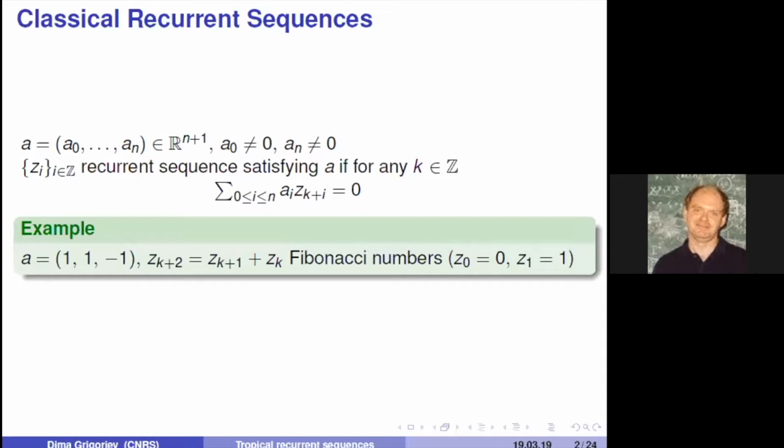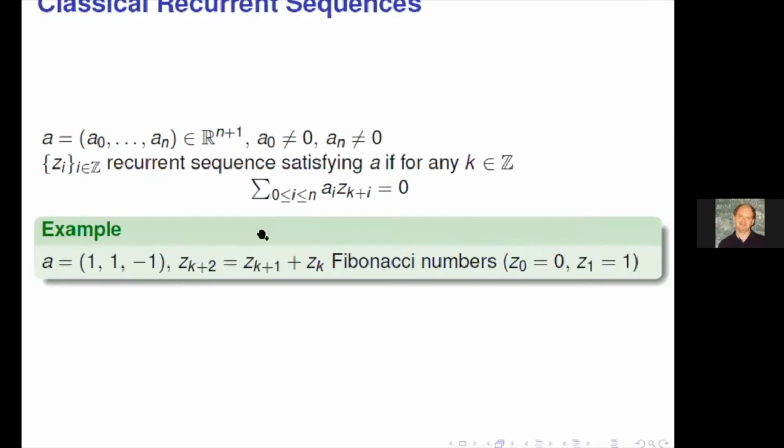which is true in the classical world, but which will fail in the tropical world, is the following: that if you say you know the first n coordinates of the recurrent sequence, then you can continue uniquely the rest of the sequence. So as for Fibonacci numbers, it is n equals 2. So if you know z0 and z1, then you can continue the rest uniquely.